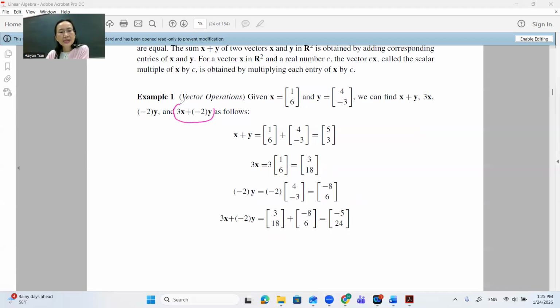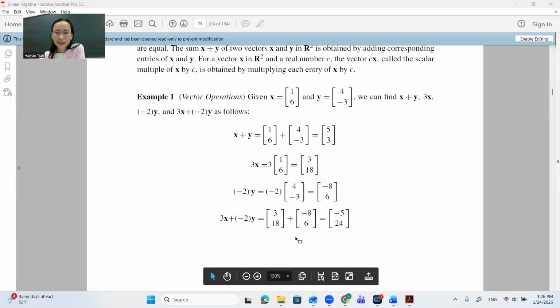So as you can see, after each operation, we get some new vector. So this is a new vector as a result of a sum. Another new vector as a result of scalar multiple of x, scalar multiple of y. We get each time a new vector. And also this is a combination, right? So 3x plus negative 2y, then we get a new vector. So we can generate new vectors with the sum and scalar multiples. Yeah, we can get many new vectors.